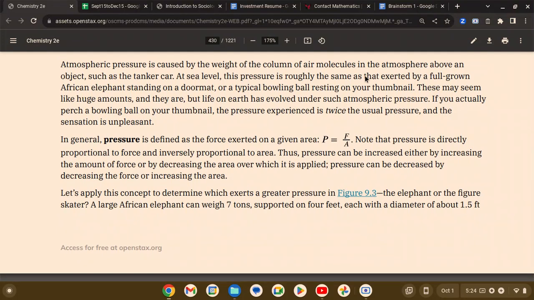In general, pressure is defined as the force exerted on a given area, P = F/A. So pressure equals force over area. Note that pressure is directly proportional to force and inversely proportional to area. Thus, pressure can be increased either by increasing the amount of force or by decreasing the area over which it is applied. Pressure could be decreased by decreasing the force or increasing the area.